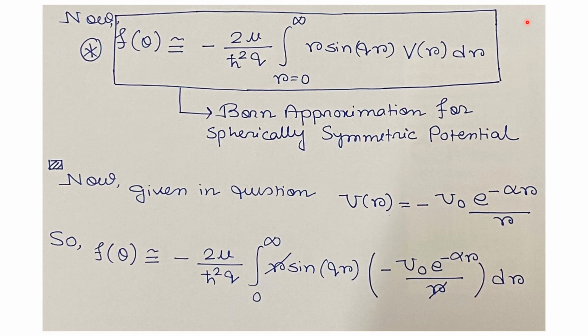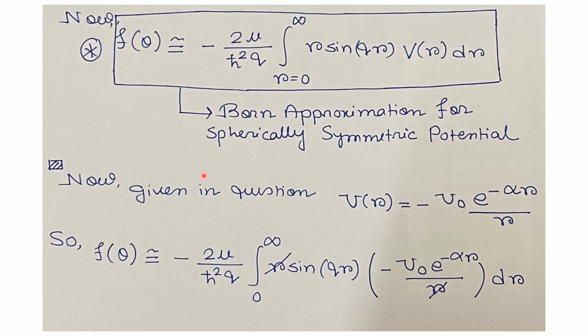So if we use the integral performed in the last slide in the expression for f as a function of theta, then we'll get this final expression: f as a function of theta equals minus 2 mu by h bar square q times the integration over r from 0 to infinity of r sine qr times V as a function of r times dr. So this is the expression for the scattering amplitude under Born approximation for a spherically symmetric potential.